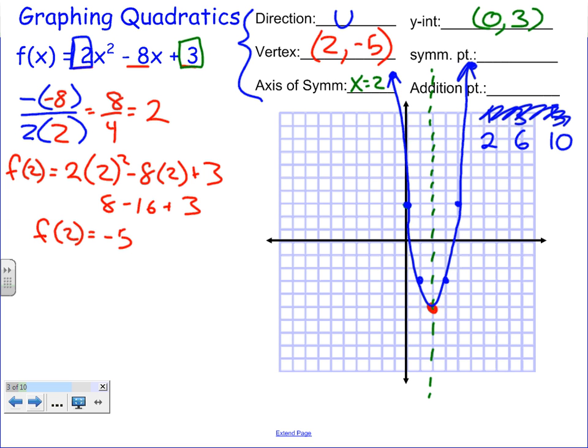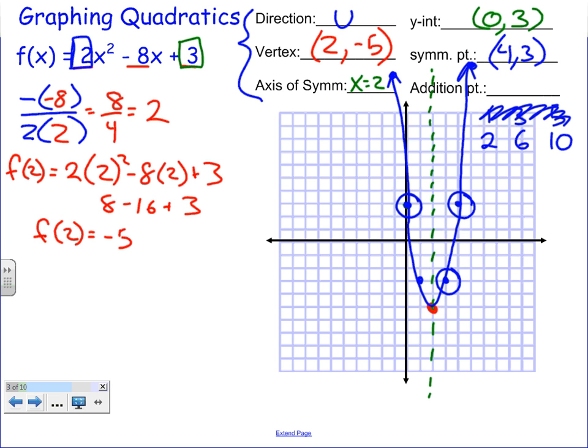So now what do I have for the symmetrical point? Well, here's my y-intercept at 0, 3. My symmetrical point across the axis of symmetry is 4, 3. So I'm going to put that down for my symmetrical point. Additional point, you can pick any point on here. Why not? Let's pick this one right here.